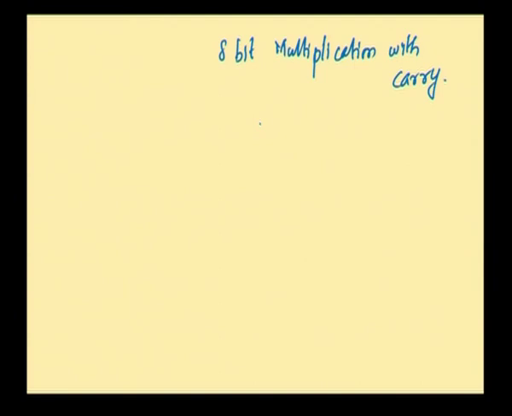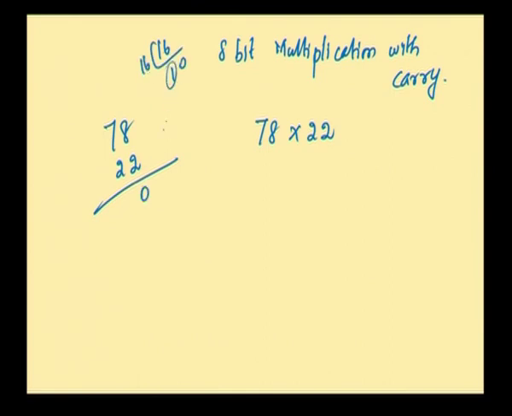So, I have taken the example 78 into 22, right. So, how to multiply 78, 22? So, 2 into 8, 16, 16 is 10, right. So, I will enter the 0 here, keep 1 as carry. 7 into 2, 14, 14 plus 1 is 15, 15 is F, right. The same thing is repeated again. So, the final answer is 0, F, F, 0, right.